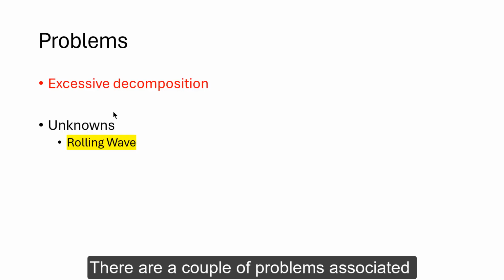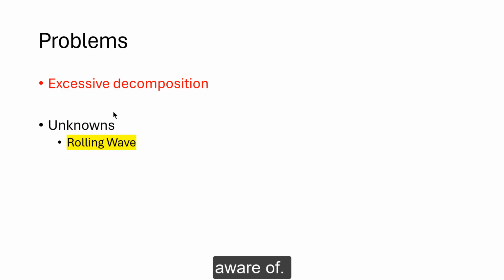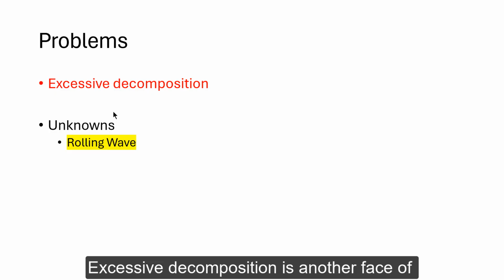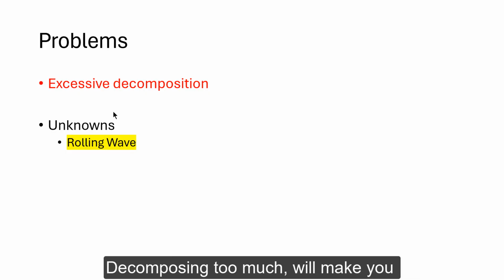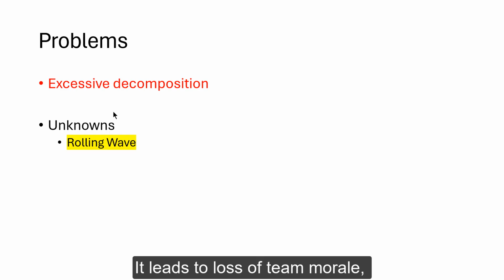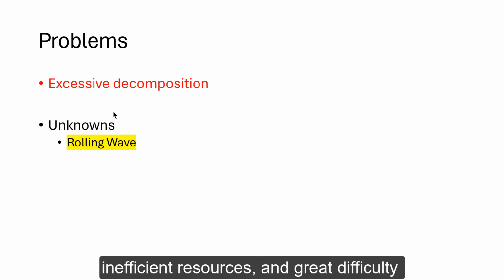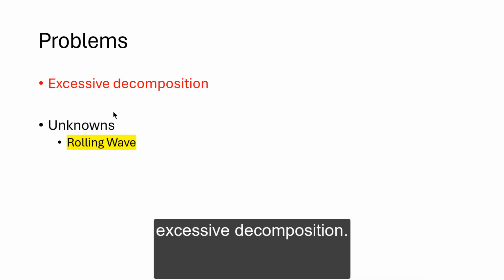Now, there are a couple of problems associated with decomposition that you must be aware of. Excessive decomposition is just another form of micromanagement, and you totally want to avoid that. Decomposing too much will make you, the project manager, unproductive. It leads to loss of team morale because you are taking away autonomy, inefficient resources because of very minute task switching, and great difficulty in tracking the project, and many other similar issues. You should totally avoid excessive decomposition.